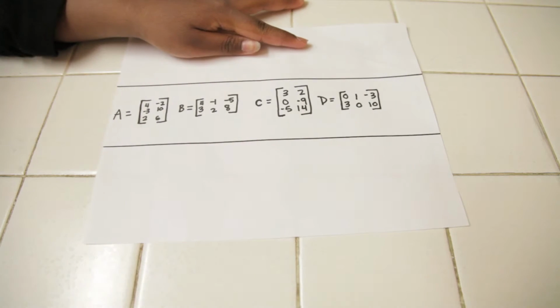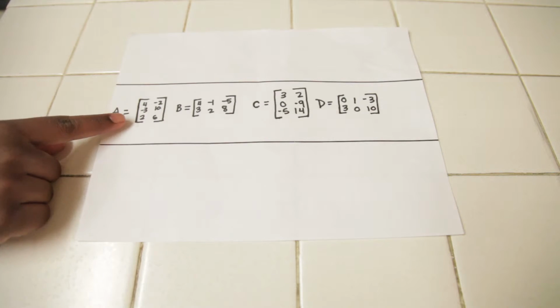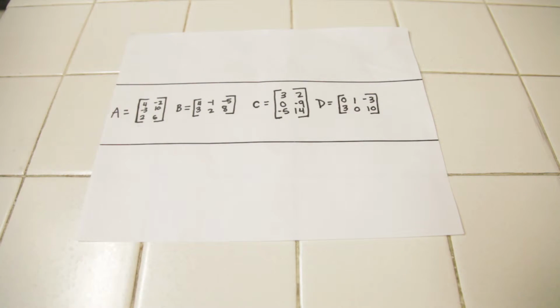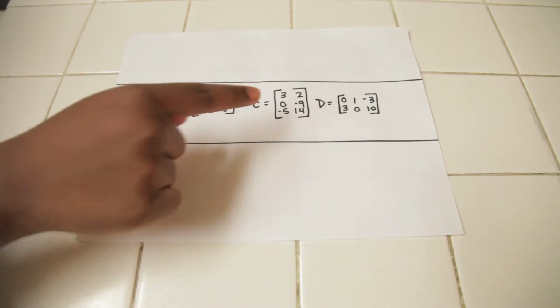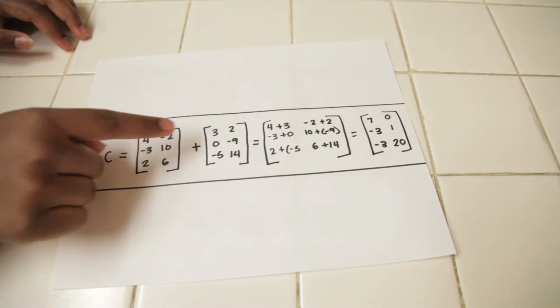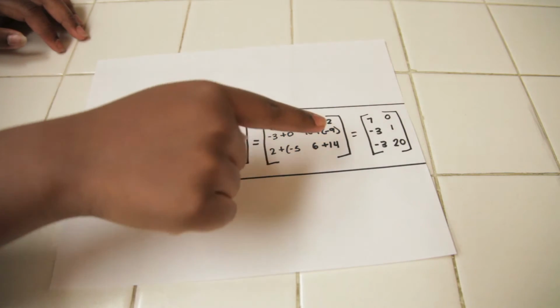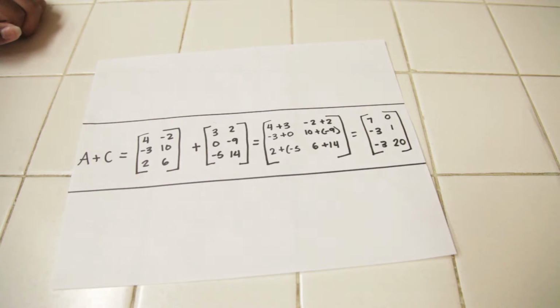Matrices can be added and subtracted, but only if they have the same dimensions. For example, matrices A and C have the same dimensions, 3 by 2, and B and D have the same dimensions, 2 by 3. So you could add A plus C by adding each number in the same spot together, and then putting the answer in the same spot in a new matrix. You could subtract C minus A in the same way, only with subtraction instead of addition. You can't add A plus B or C plus D because they have different dimensions. Whoa.